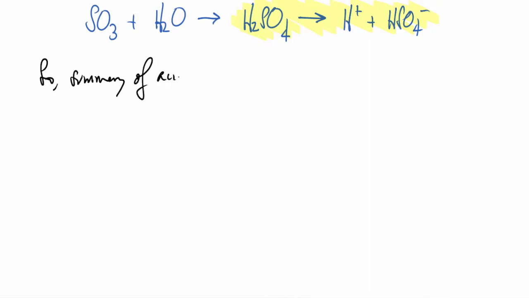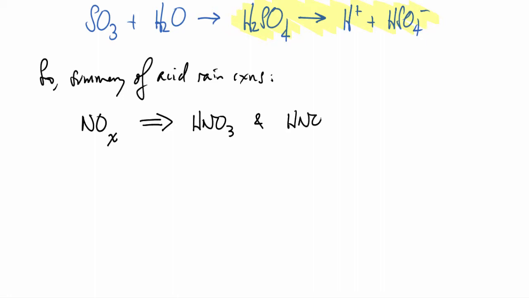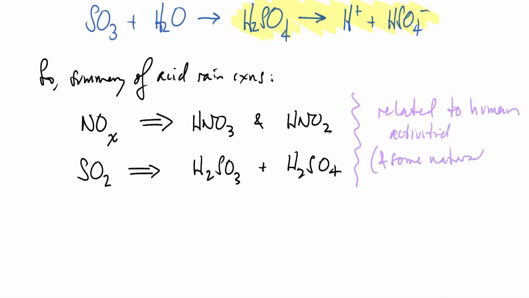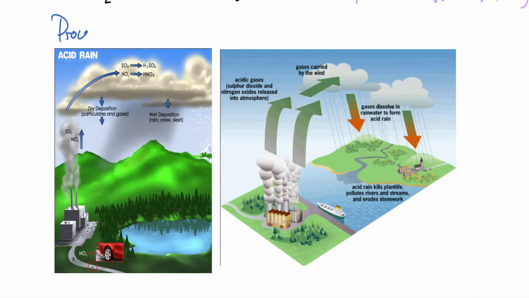So consequently, we'll have a quick summary of the acid rain reactions here. And that is that the nitrogen oxides, NOx, X for various subscripts, form nitric and nitrous acids in the atmosphere, and the sulfur dioxide forms both sulfurous and sulfuric acid in the atmosphere. All of this here is related to human activities, although there are some natural sources of nitrogen oxides and sulfur oxides in the atmosphere. So let's look now at the process of acid rain and pollutant dispersal.